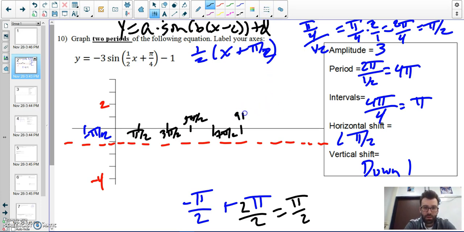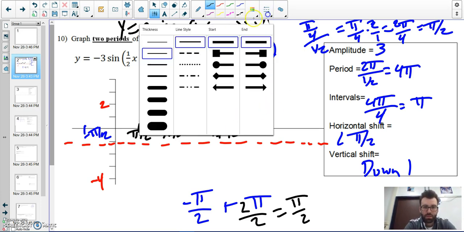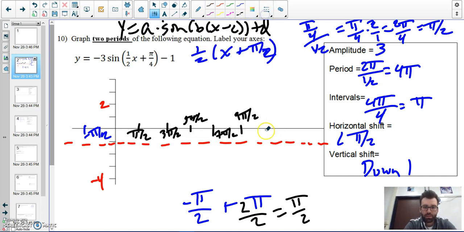9 pi over 2. Again. 11 pi over 2. Again. 13 pi over 2. Again. 15 pi over 2. Now, the only reason I know that it goes all the way up to 15 pi over 2 is because I've done this before. I did it before on my answer key. You may not be able to tell right away when to stop.